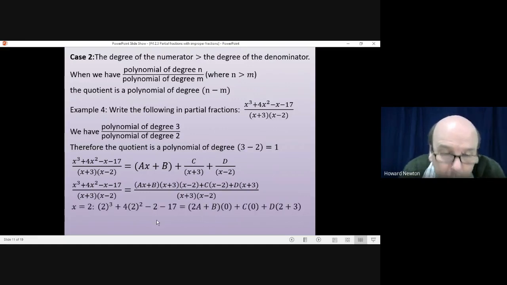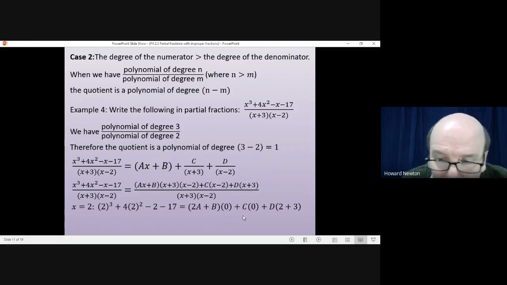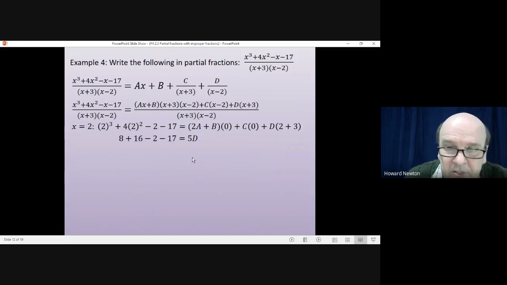First of all, we'll substitute in x equals 2, because that will make these two brackets equal 0. The numerator on the left-hand side equals this when I substitute x equals 2. And on the right-hand side, all of these brackets will equal this. And x minus 2 is 0, and x minus 2 there is 0, meaning the a's, b's, and c's all vanish. And I'm just left with 5d is equal to this on the left-hand side. That's where I just got to.